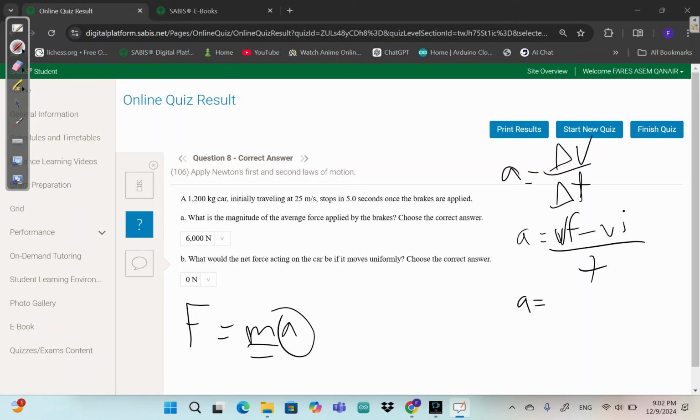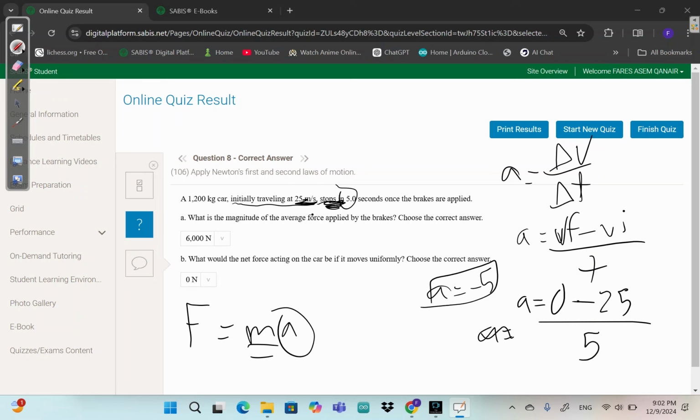And they told us in the question that it stops. It ends by stopping. So our V final is going to be 0 minus V initial, initially traveling at 25. So 0 minus 25 over time, which they told us is 5. So our acceleration is equal to negative 5. So now we put that in our equation. So force is equal to mass, which is 1,200 given in the question, times negative 5. So our force is equal to negative 6,000.